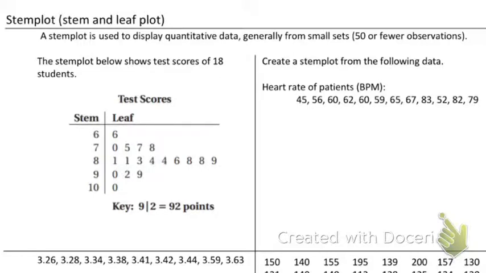Let's pretend I didn't say there's 18 students. What would you count to figure out how many students took this test? Yeah. How many numbers are on the leaf side? So the leaf side is going to be our numbers. So if you count the leaves, we have 1, 2, 3, 4, 5, 6, 7, 8, 9, 10, 11, 12, 13, 14, 15, 16, 17. Ooh, 18. Matches up with what they said. So we can go ahead and say we have an n equals 18.